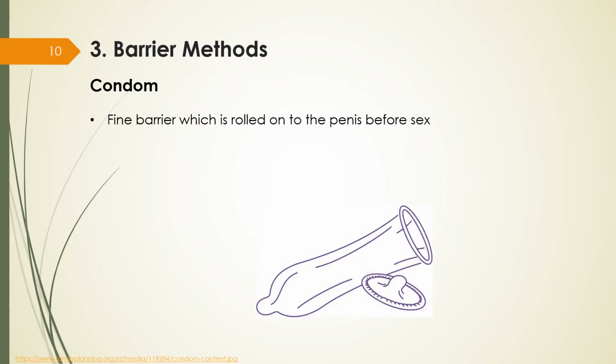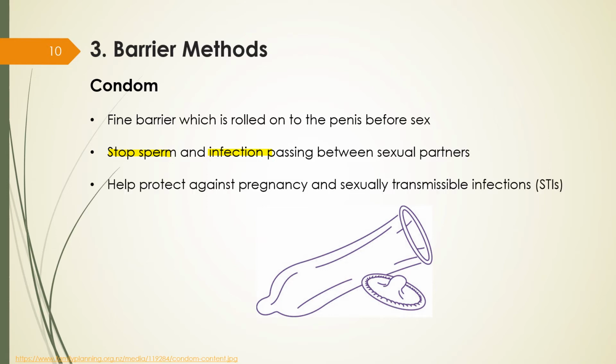So condom. Condom is like the male condom. It's a fine barrier which is rolled onto the penis before sex. It stops sperm and also infection passing between sexual partners. So this is good not just for contraception. The other ones are only for contraception. Here you also avoid passing or getting an infection. So it helps protect against pregnancy and sexually transmissible infections, STIs.